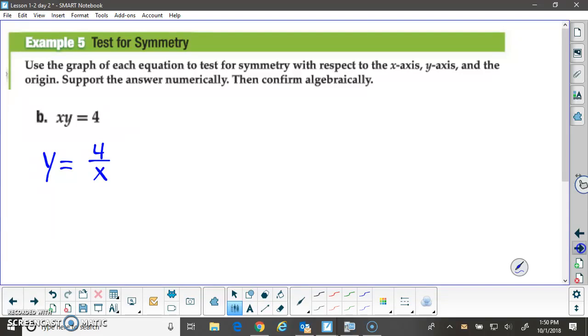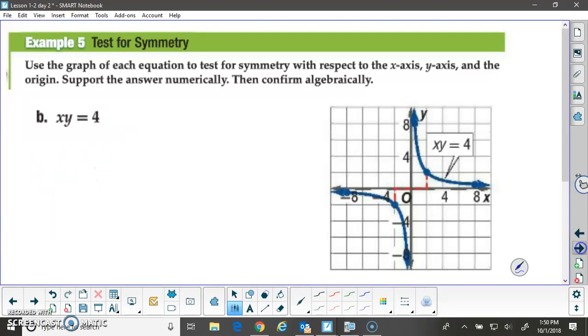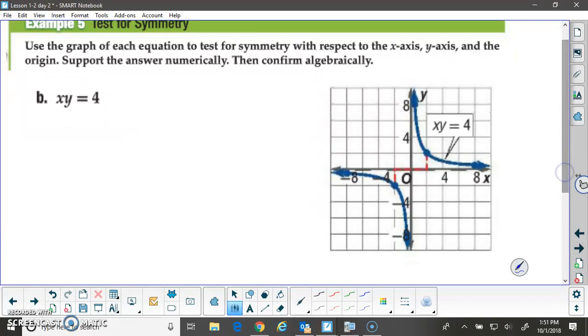And the domain of this function would be all real numbers except for 0. Why isn't 0 in the domain? Because if you put 0 into this function, it gives you 4 over 0, and that's not a number. So that graph would look like this. It's a rational function. There's a vertical asymptote right here at x equals 0. There's a horizontal asymptote right here at y equals 0.